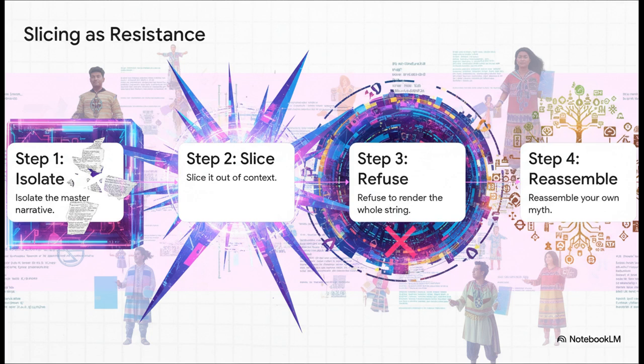And this gets to a crucial point. A glitch can be a profound act of resistance. Programmatically, it's often just a slice taken out of context. You are literally using code to refuse to render the official story. You're taking only the fragments you need to assemble your own.